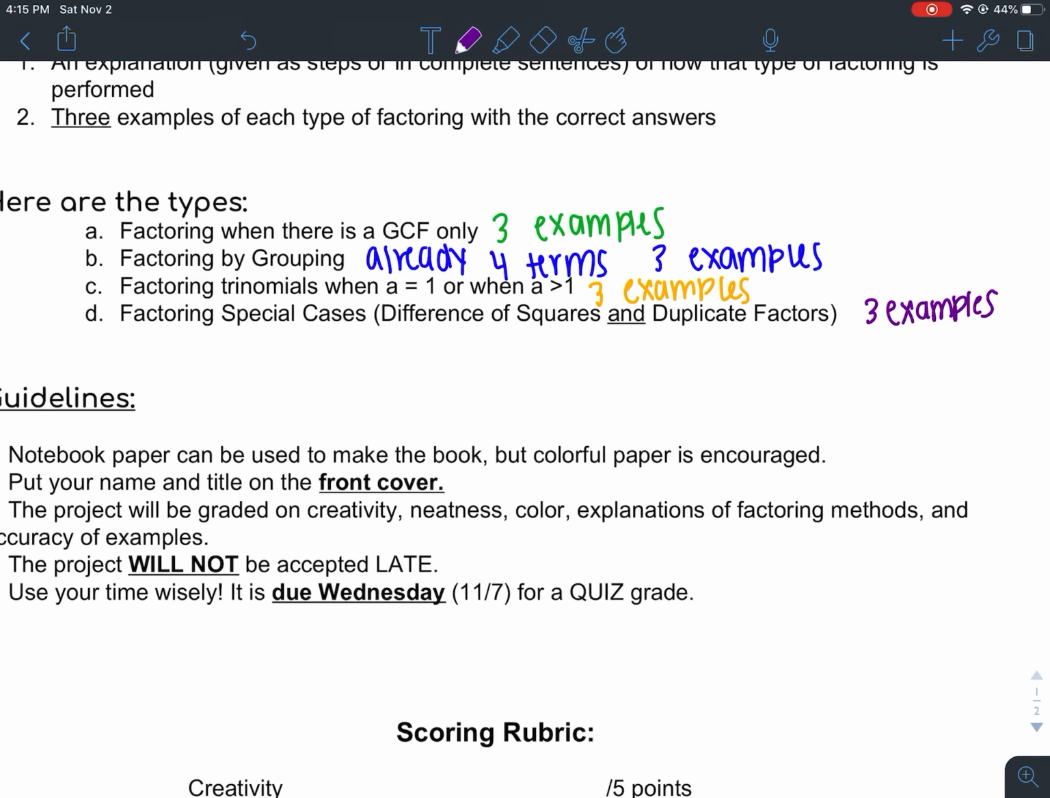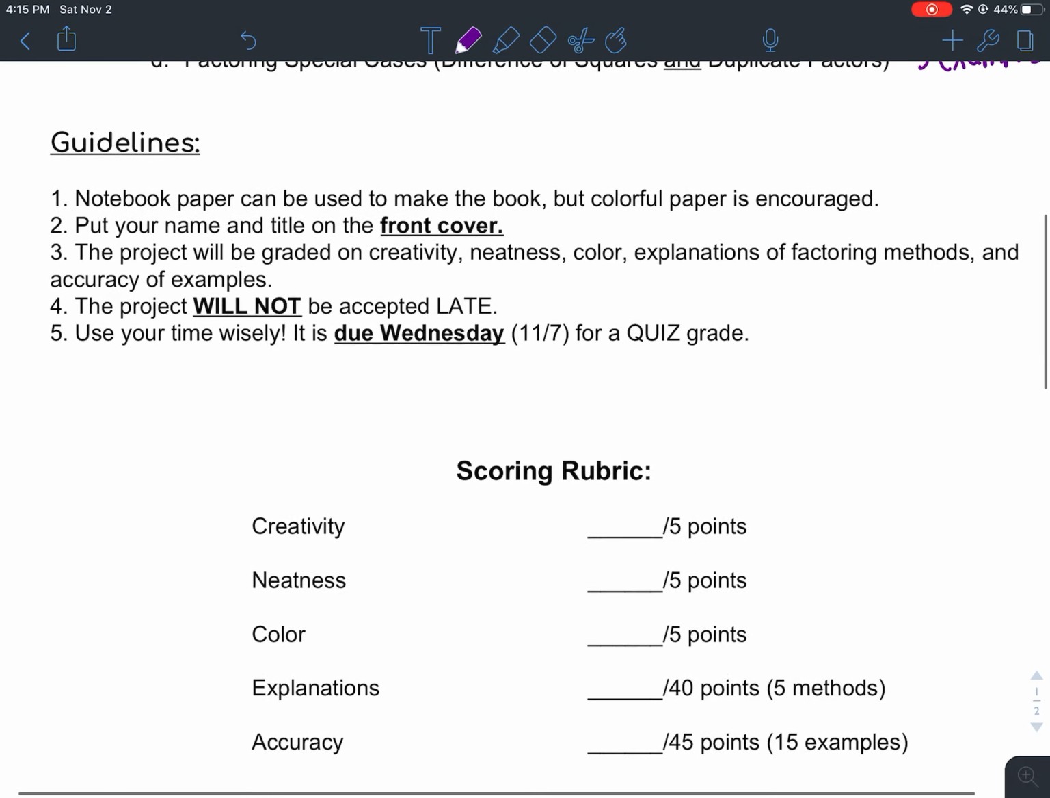So in total, in your book, you should have 12 examples: 3 going over GCF only, 3 grouping, 3 for trinomials, and 3 for special cases.